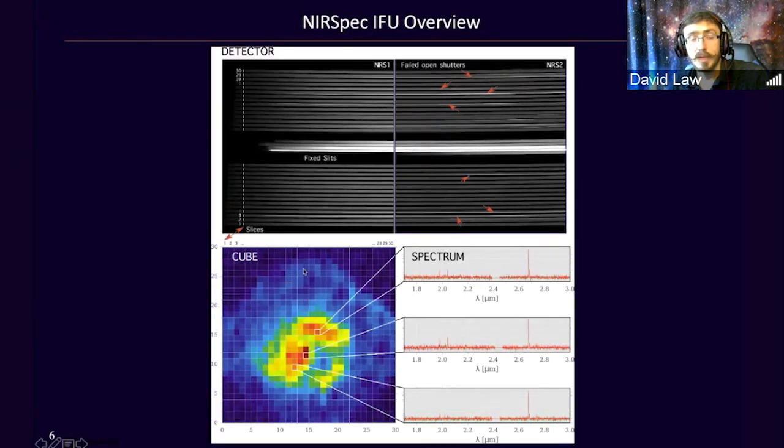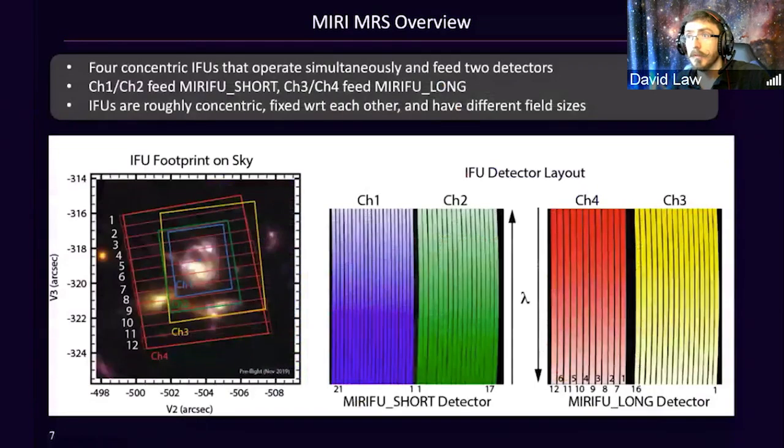Once you run it through the pipeline and reformat it into a data cube, though, then you have something that looks like this on the bottom, where now you've got an image of your scene, and you can plot a spectrum of each individual spaxel within that scene, again with this little gap in the middle where the spectra cross the chips. For the MIRI IFU, the medium resolution spectrometer, it's actually 4 concentric IFUs that operate simultaneously.